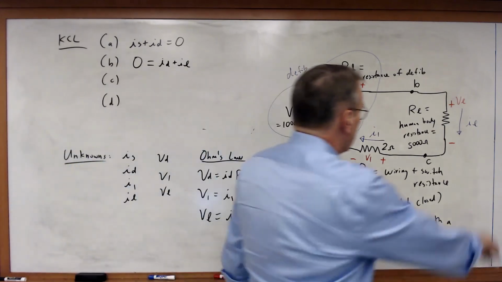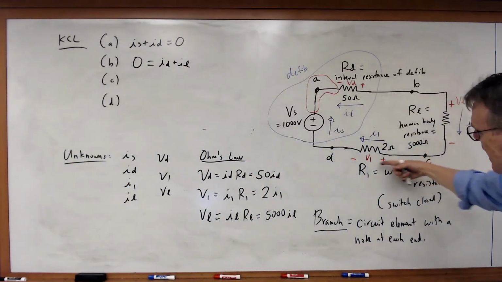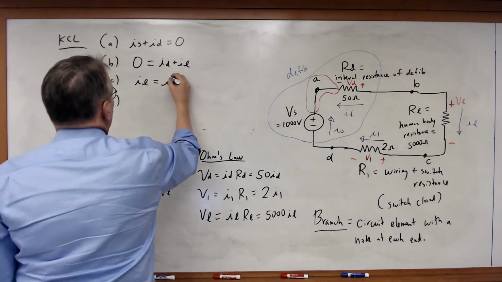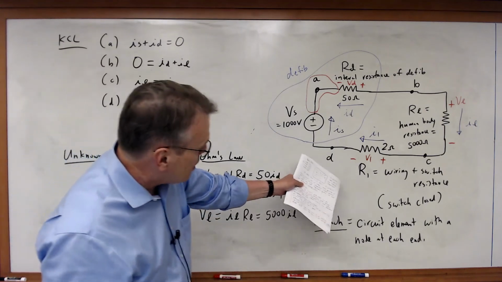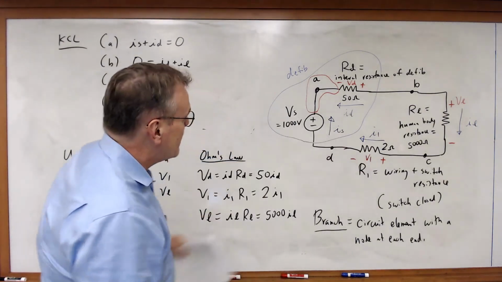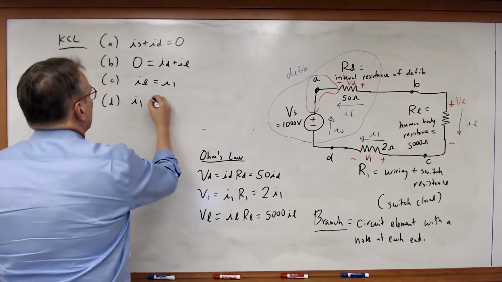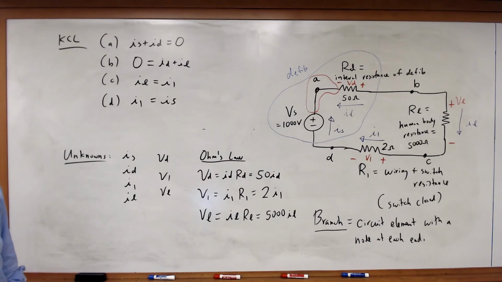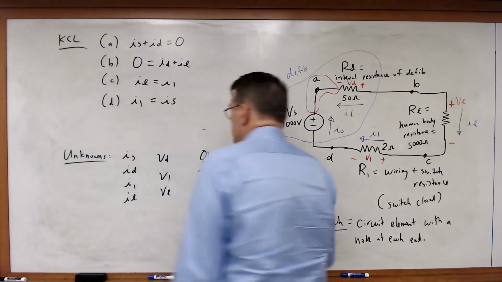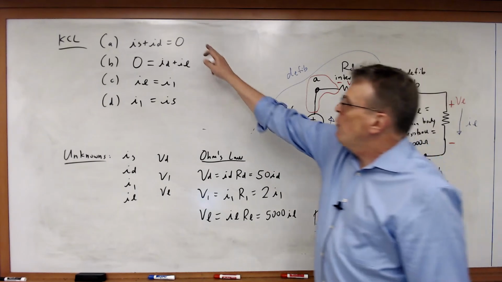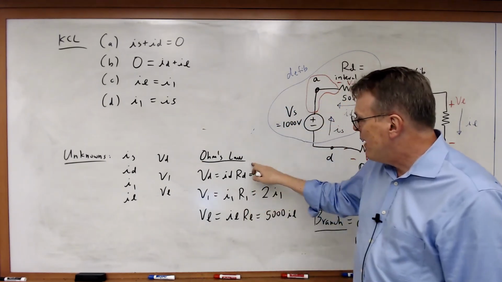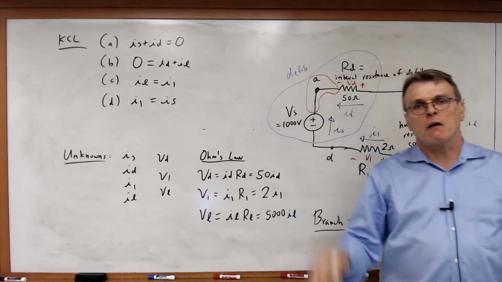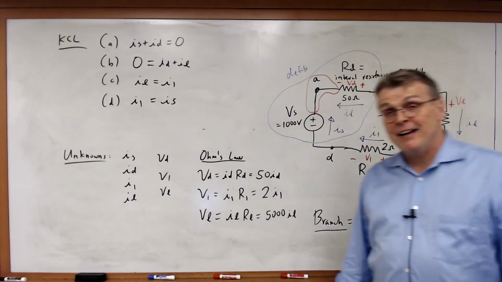For node C, IL flows in, I1 flows out. So IL is equal to I1. And for node D, I1 flows in and IS flows out. And there we have our KCL equations. So you look at that and say, this is perfect, Dr. Holman. I've got 1, 2, 3, 4 equations, 5, 6, 7 equations. If I add my Ohm's law, I've got 7 unknowns. I can solve the problem. Except as you find out, you can't.